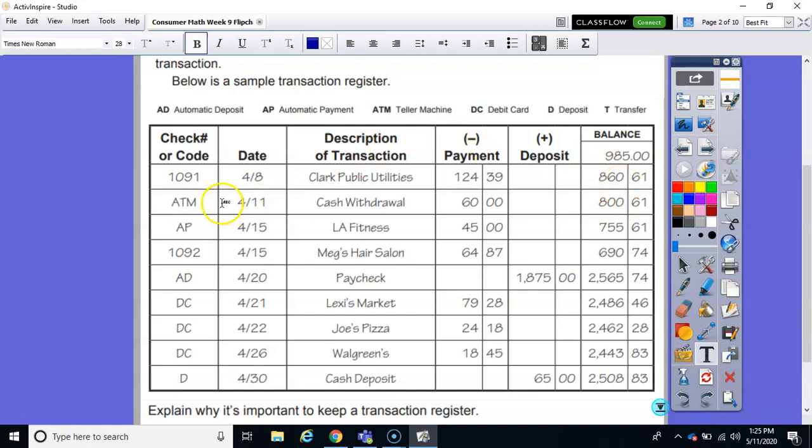Then the next line, they did a cash withdrawal from the ATM on April 11th, and they withdrew $60 cash. So since they took money out, we need to subtract that from our last balance. So they took the $860.61 minus the $60, leaving us $800.61.